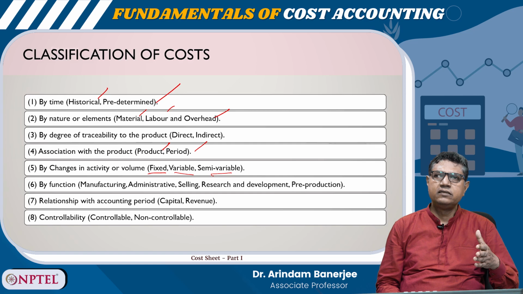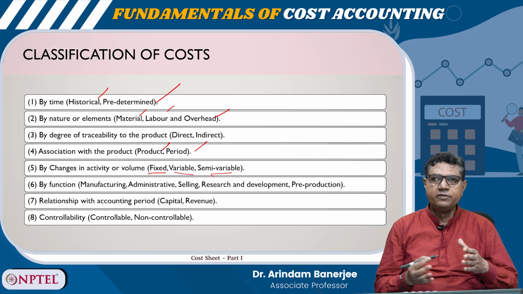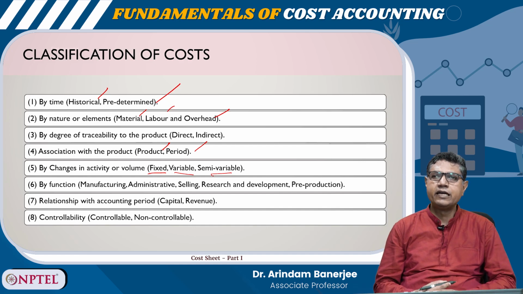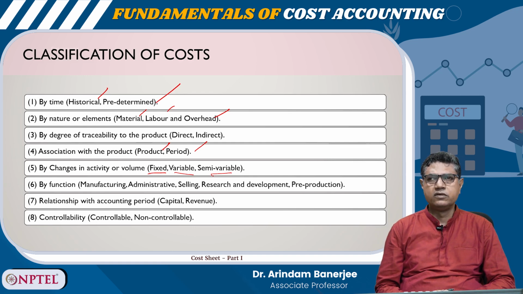Variable cost is the cost which varies with a change in production level or change within a given range of time. For example, the direct material cost. If I produce more, then my direct material cost will increase, and if I produce less, it should decrease. So, this type of cost is called the variable cost.